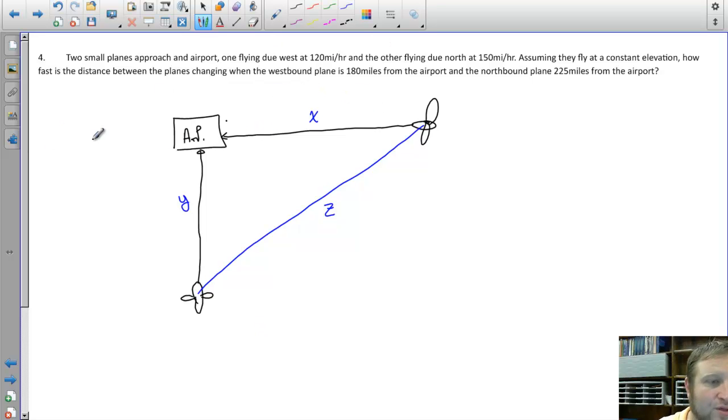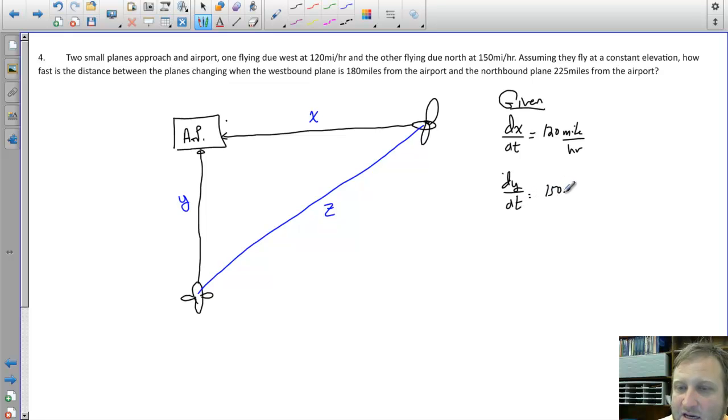So now let us work through the givens. Here we know this value of x. X is changing at 120 miles per hour, so we know that's going to be dx over dt. And this value y is changing at 150 miles per hour. So we're going to say dy dt is 150 miles per hour.